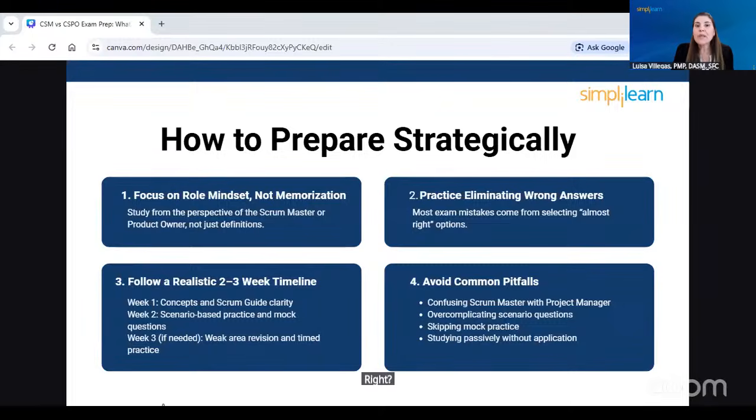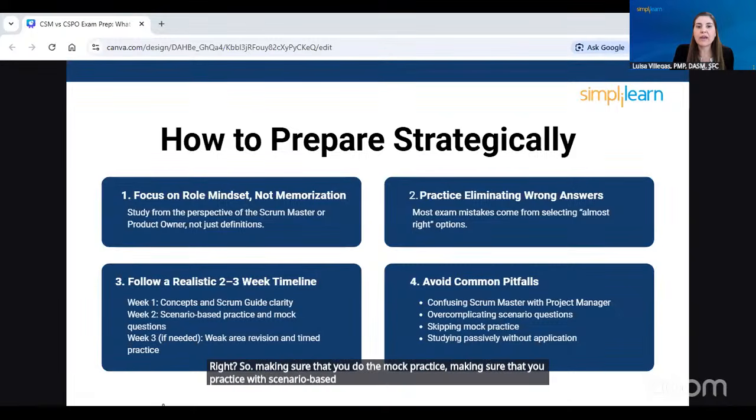So make sure that you do the mock practice, make sure that you practice with scenario-based questions, and make sure that you are studying by applying the knowledge, not just reading and reading and reading passively, but actively applying that theory to your questions. Right.